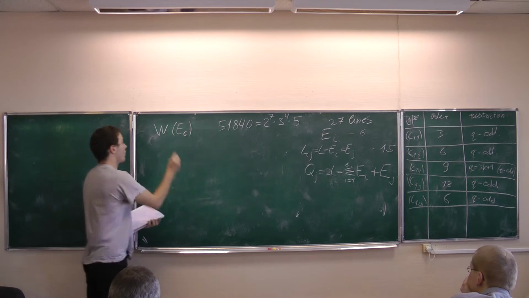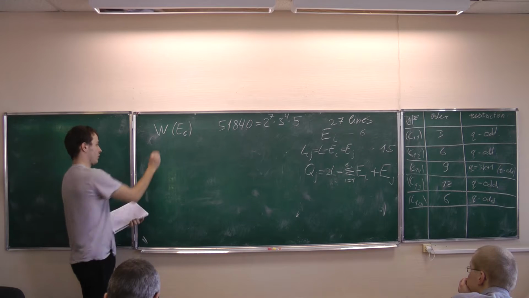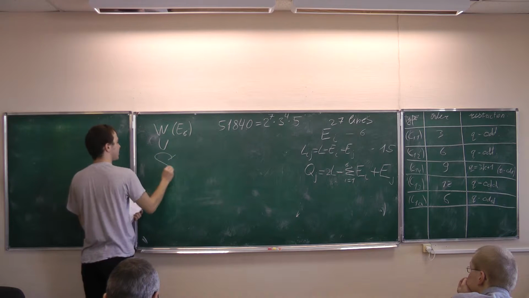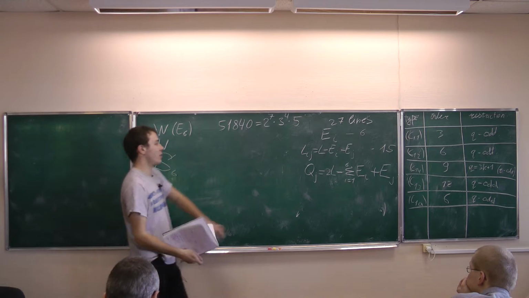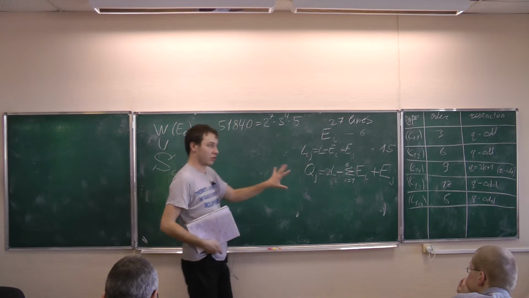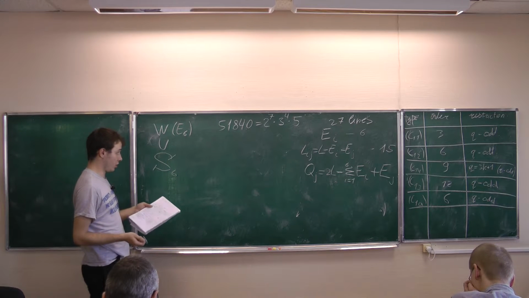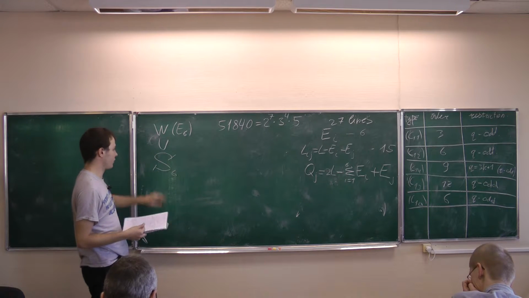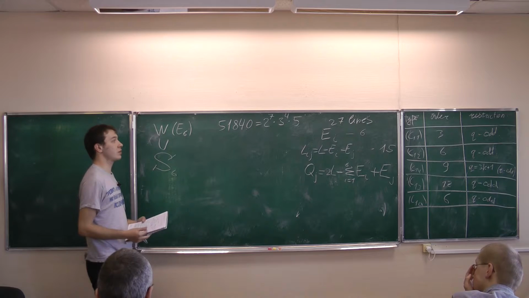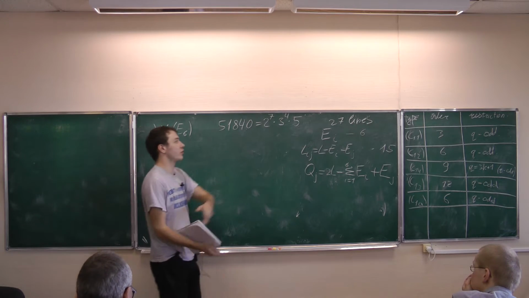Yes. In the Weyl group, we have an obvious subgroup, S6, which acts just by permuting these indices. So it's a very good subgroup, and we can say much more. Look at this. At first, let's look at elements of order 5.